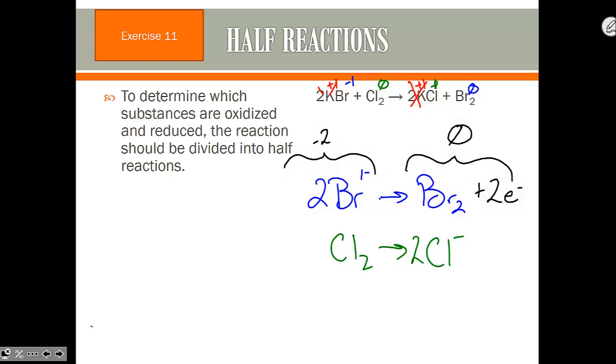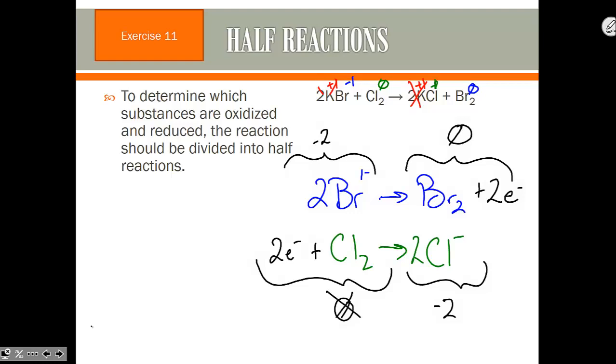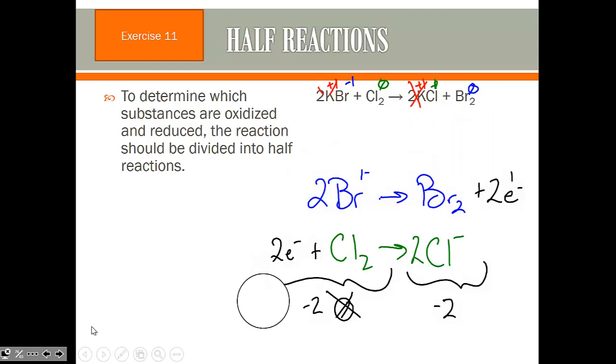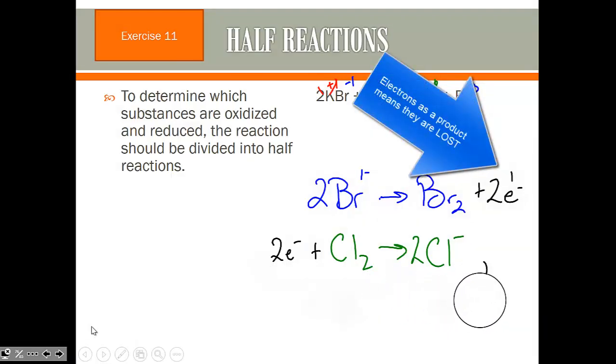The same with chlorine. Chlorine becomes chloride by exchanging electrons in some way. Our reactants have no charge. However, our products, 2 times a -1, have a -2 charge. Again, we can only bring numbers down. So if we add 2 electrons to the reactant side, we'll take this 0 down to a -2. Now that we've balanced our charge, it's easy to see that bromide lost 2 electrons.